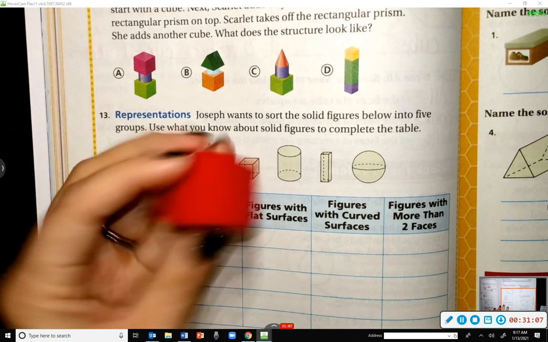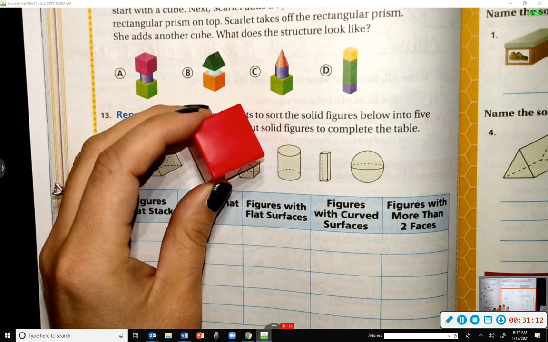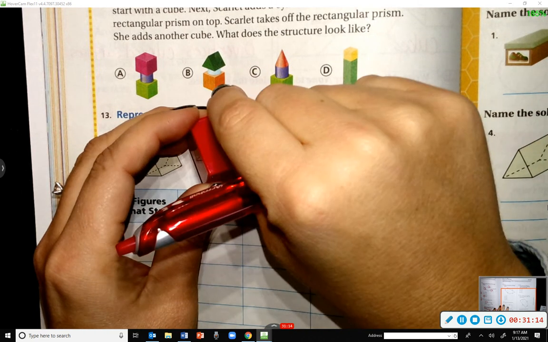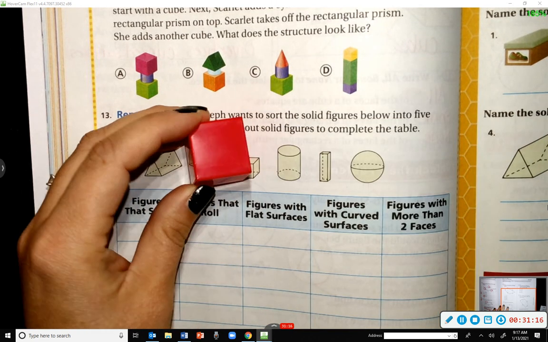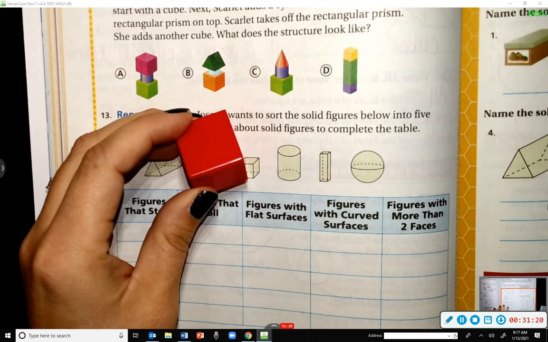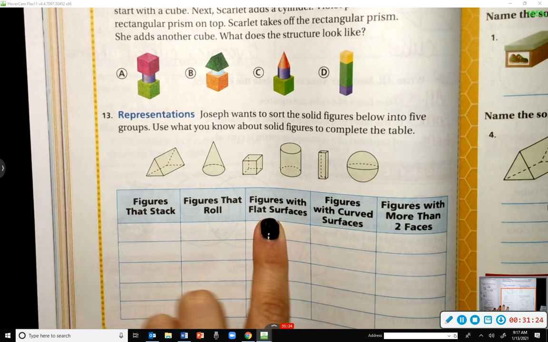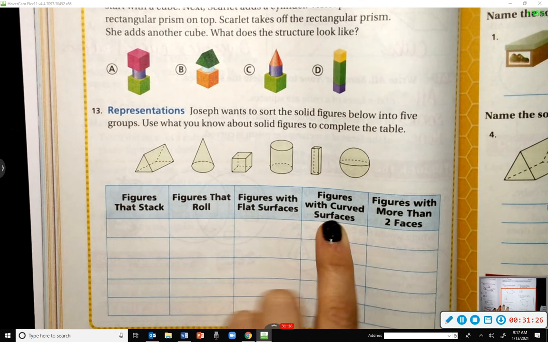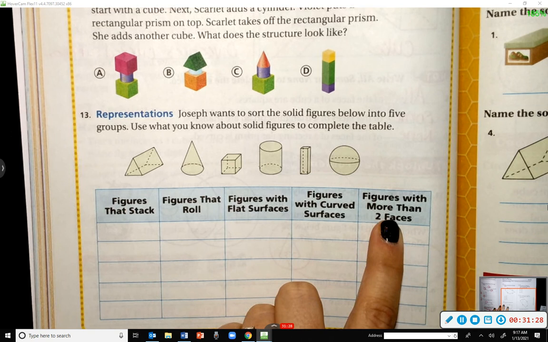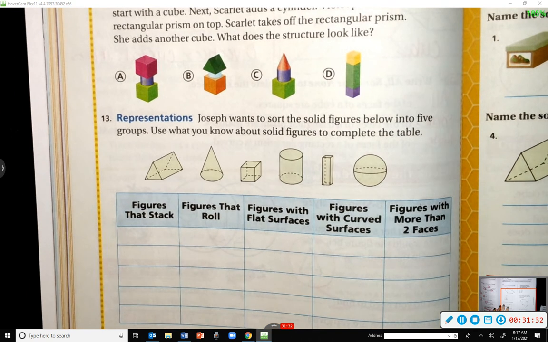For example, the cube. If I take a cube, would I be able to take another cube and stack it on top of this? Yes. So figures that stack mean I could stack them on top of each other and it won't roll off or fall off, okay? Figures that roll, figures with flat surfaces, curved surfaces, more than two faces. So you just list all of them, okay?